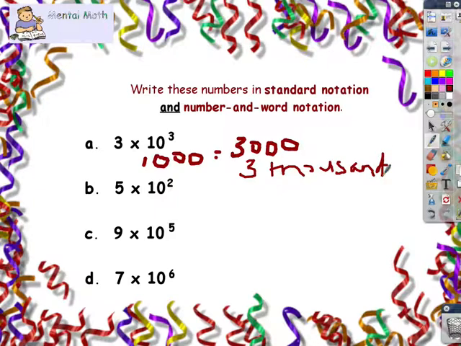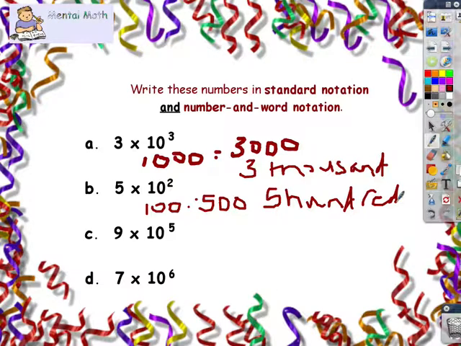Looking at letter B, first figuring out what 10 to the second is. Remember, it's not 10 times 2, which is 20, but it's telling us 10 times 10, multiplying it by itself twice. Or we have 2 zeros, okay, and multiplying that by 5. So in standard notation, it would be 500. And if we were to write it in numbers and words, our number would be 5, and we would write out 100.